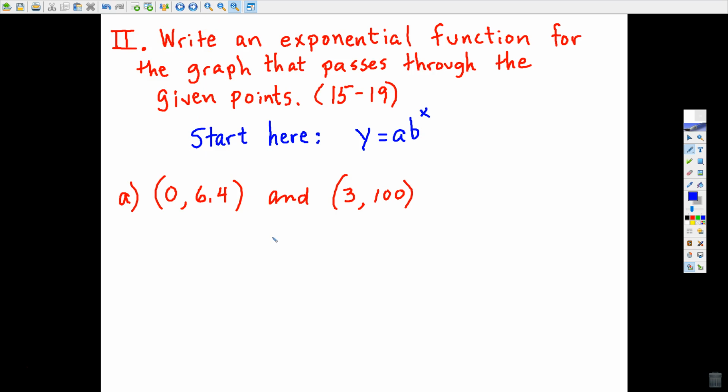Roman numeral 2 is another type of problem. You're going to do 5 of these. One of them's a word problem, and then you got 4 that basically look just like what I've done here on this slide.